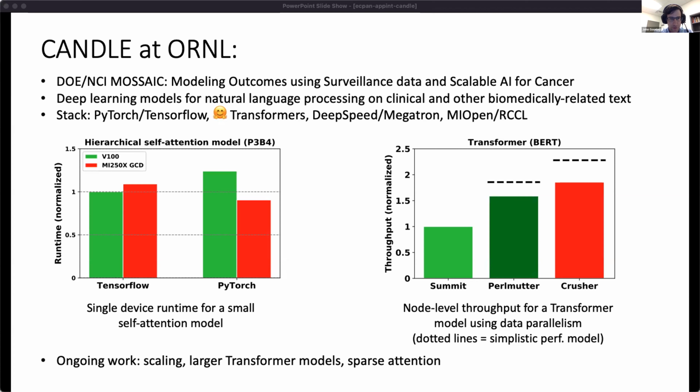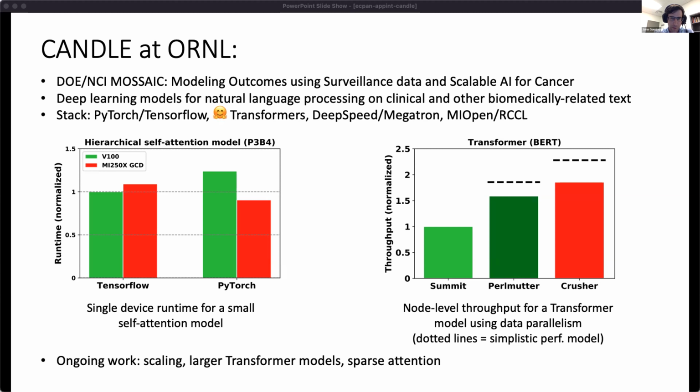Thinking about some performance for some of our apps, on the left-hand side, we have an app that's very closely related to the Candle challenge problem. In this one, we're really just interested in single device performance. We've been running this in TensorFlow just because that's what we'd originally done the development for several years ago. With the changes in the ecosystem, and with much stronger AMD support for PyTorch, we've been switching over to a PyTorch model these last couple of months. We're at the point now that running on one GCD on the MI250X, we are seeing meaningfully better performance than we are on the V100 from Summit.